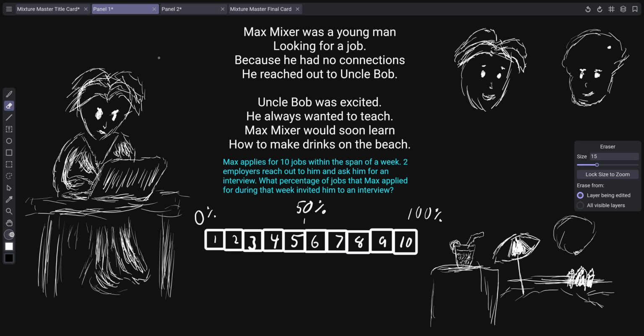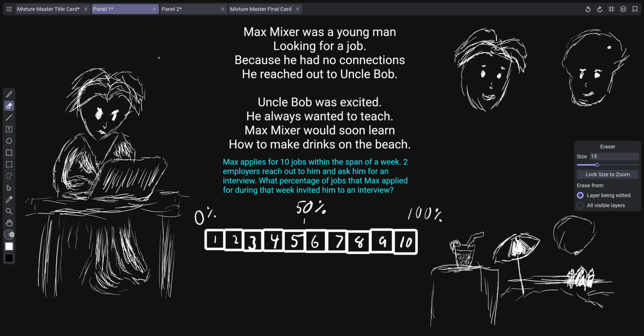Max Mixer was a young man looking for a job, and because he had no connections, he reached out to Uncle Bob. Uncle Bob was excited. He always wanted to teach. Max Mixer would soon learn how to make drinks on the beach.